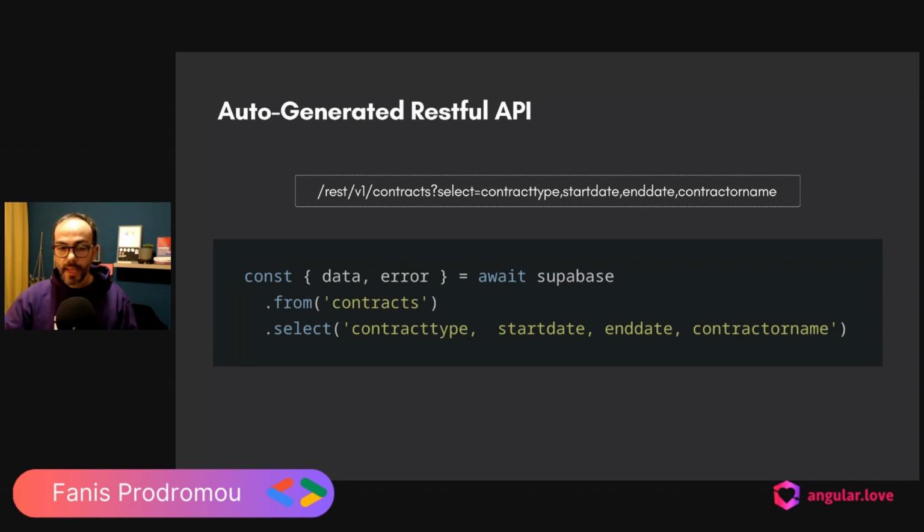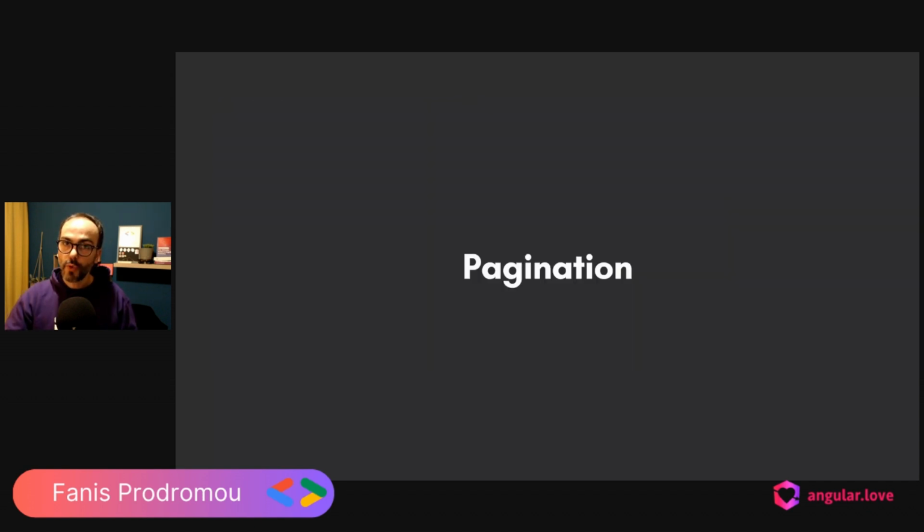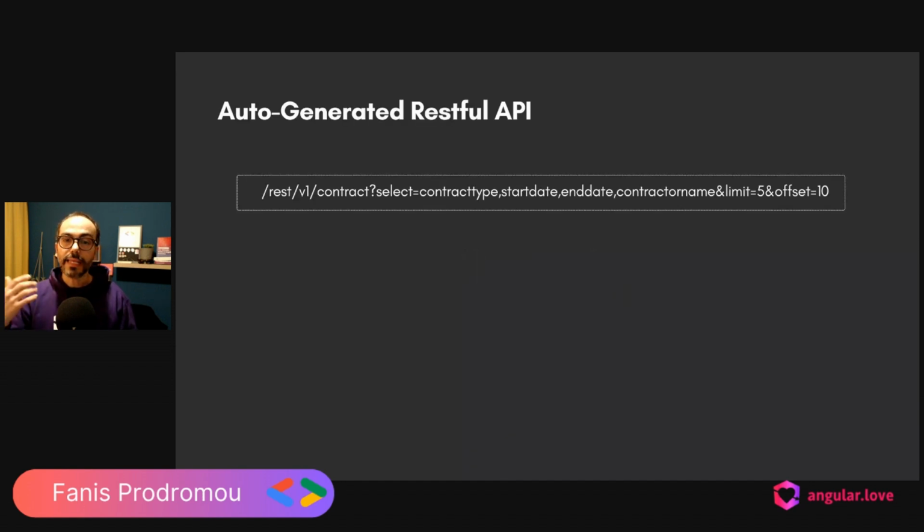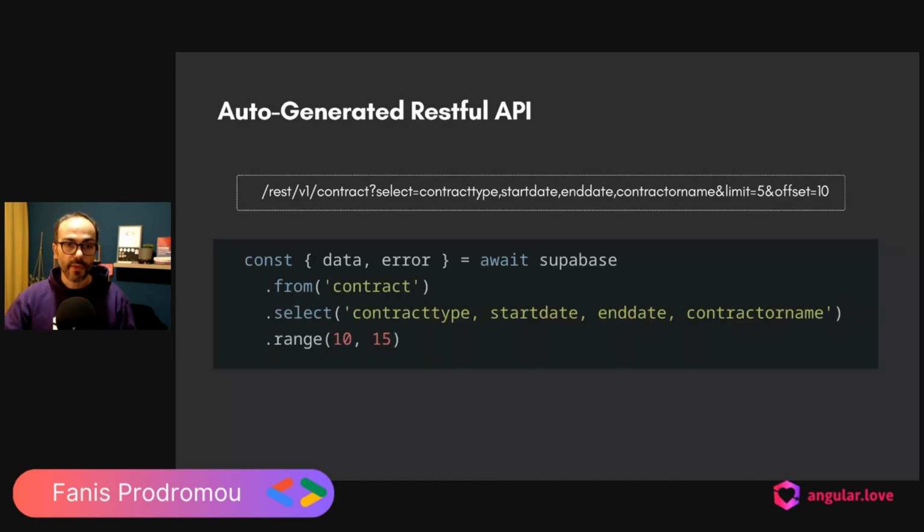And that's it. And it's very common to have pagination, right? How about if I want to have pagination? Again, this is something that we can do from the UI. The only thing that we have to do is chain a different method, and the method is range, from 10 to 15. And that's it. We will have paginated data.